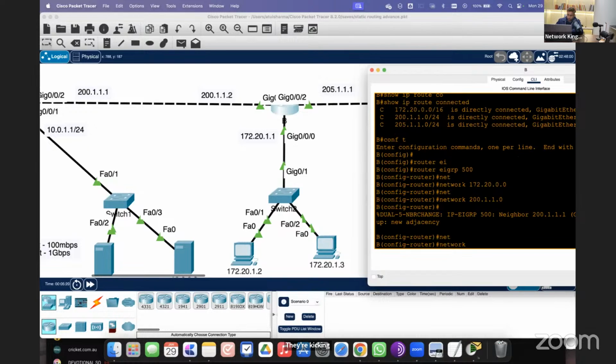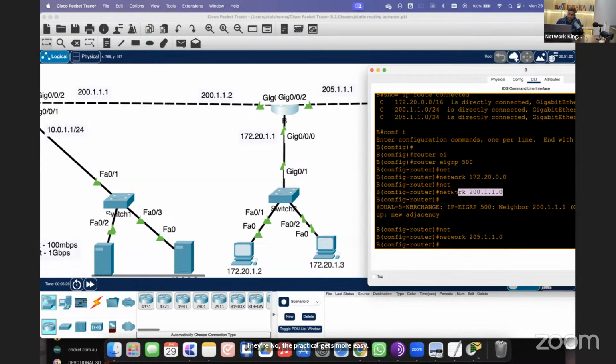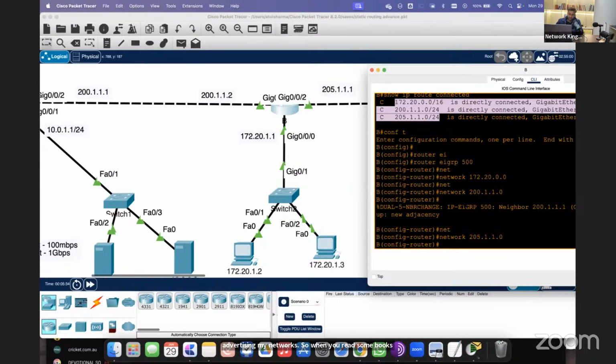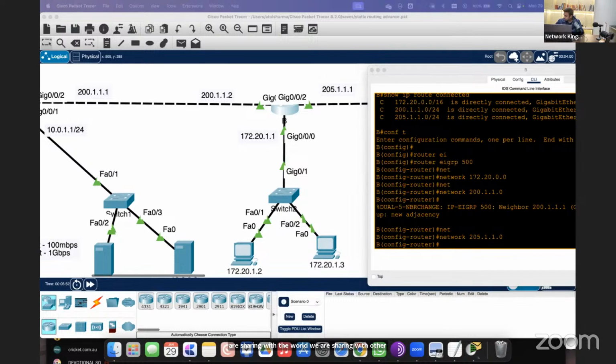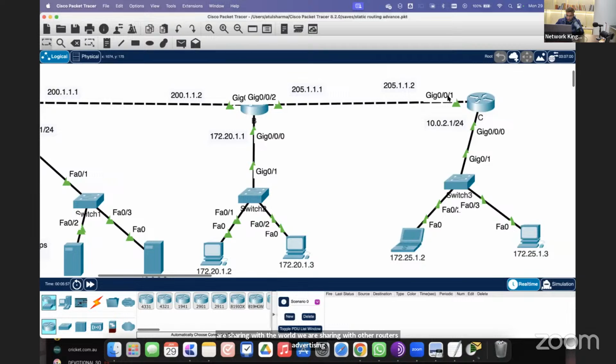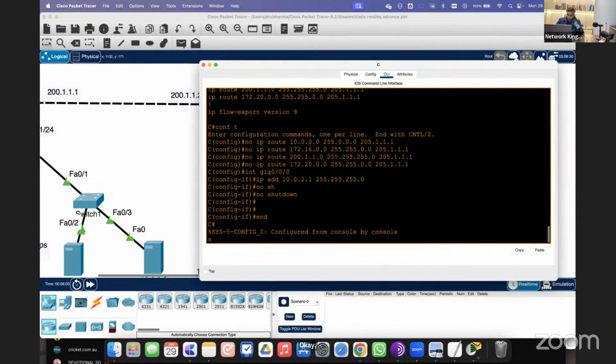Now the practical gets easier. It means this is what we call advertising my networks. So when you read some books and all, it is written, okay, please go to EIGRP and advertise these networks. Advertise means add your information in EIGRP and forward it to other routers. That's called advertise. जैसे ads को भी हम कहते हैं ना advertisement. Okay, that we are sharing with the world, we are sharing with other routers, advertising.